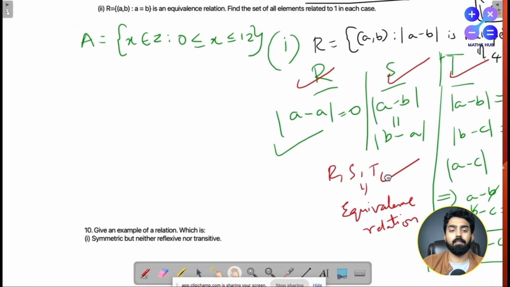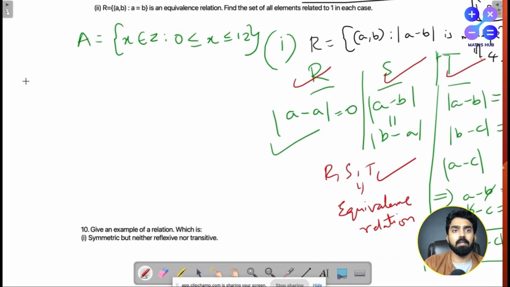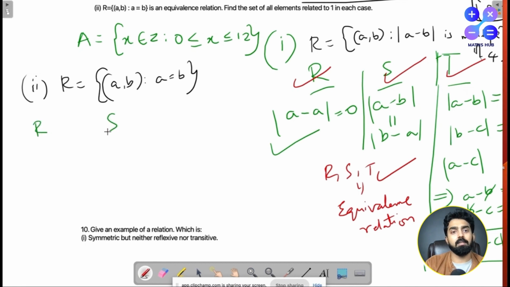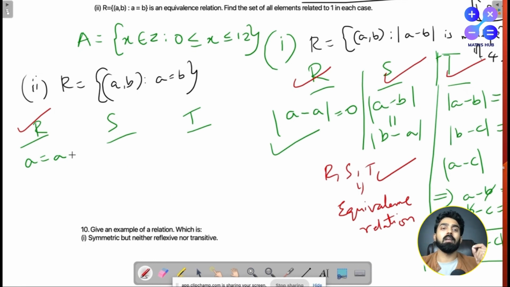Okay, let's see the second one. The second one says R equals {(A, B) such that A is equal to B}. That's simpler. So what do we do? Reflexive, symmetric, transitive. Is it true that A equals A? Obviously, A is always equal to A. A reflexive relation means an element will be related with itself, right? So A is equal to A, obviously true. Is it symmetric? If A equals B, will B equal A? Obviously, right? It is symmetric. Is it transitive?